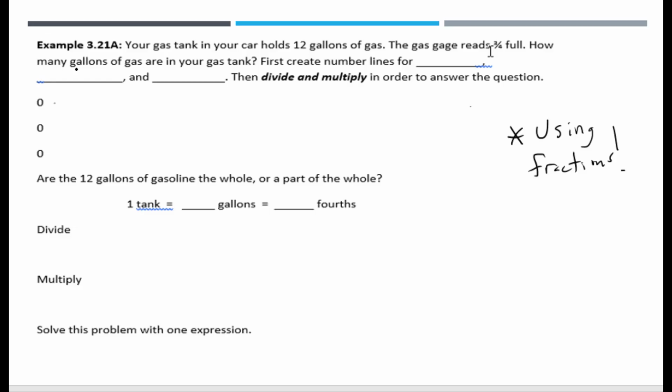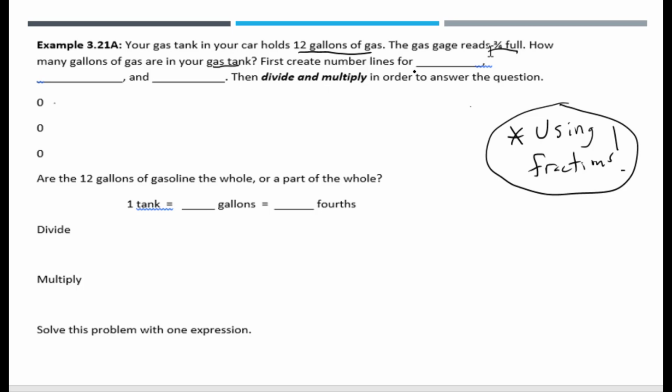Well, welcome to 3.3. We're going to be multiplying in this section using fractions. And we'll start out with one to give you sort of a visual. Your gas tank holds 12 gallons of gas, and the gas gauge in your car reads three-quarters full. How many gallons of gas are in your gas tank?